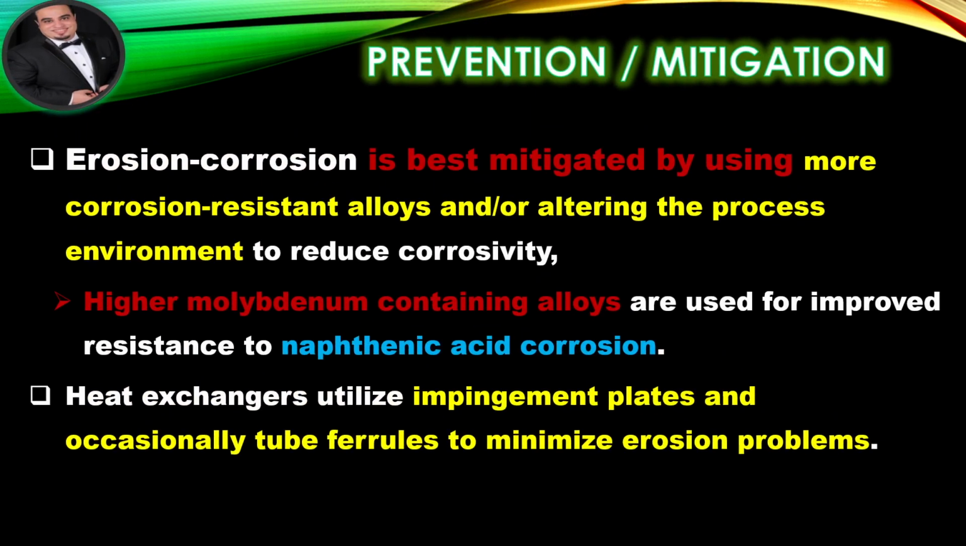Erosion-corrosion is best mitigated by using more corrosion-resistant alloys and/or altering the process environment to reduce corrosivity. Higher molybdenum-containing alloys are used for improved resistance to naphthenic acid corrosion. Heat exchangers utilize impingement plates and occasionally tube ferrules to minimize erosion problems.